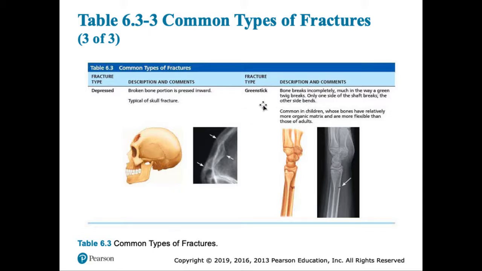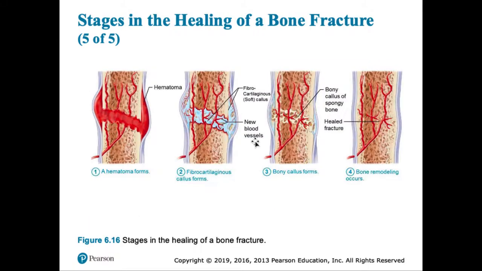There's also greenstick, and this is where the bone breaks incompletely. You see sort of this kind of crack there. It's much in the way of how a green twig breaks. So only one side of the shaft breaks and the other side bends. And so you see that. That's common in children whose bones have relatively more matrix and are more flexible than those of adults.